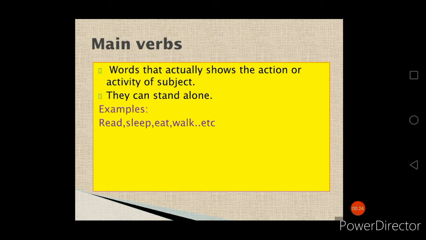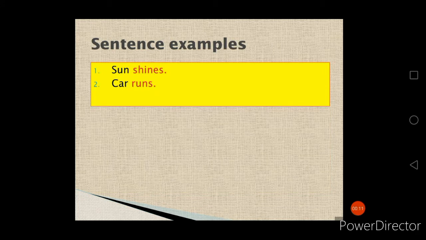And all these words can exist independently and provide the complete meaning to the sentence. That is called main verbs. Okay, let me explain some sentence examples for main verbs.